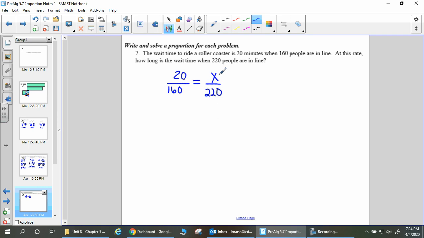Cross multiply, so I'm going to start with my letter, x times 160, so 160x is going to equal 20 times 220, so that's going to be 4,400. We're going to divide both sides here by our 160. Okay, and so x is going to equal 27.5.